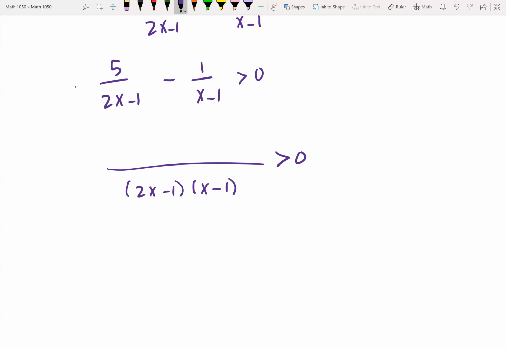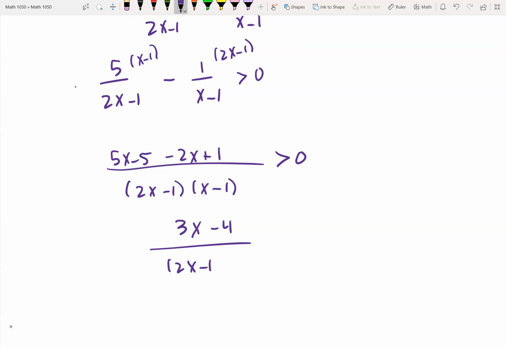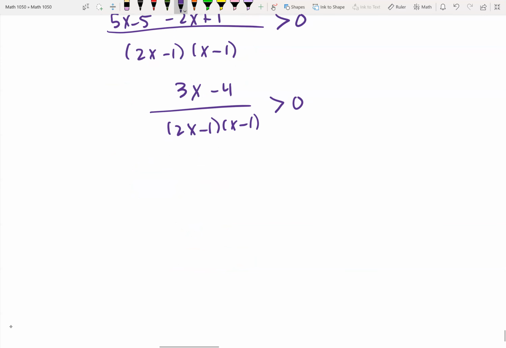So this guy has a 2x minus 1. He's missing the x minus 1. Distribute, I get 5x minus 5. This guy has the x minus 1. He's missing the 2x minus 1. Distribute, I get a negative 2x plus 1. 5x minus 2x is a 3x. Negative 5 and a positive 1 is a negative 4. The bottom stays the way it is. Make sure you write a complete sentence right there.